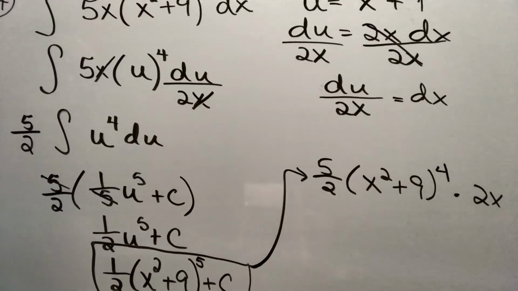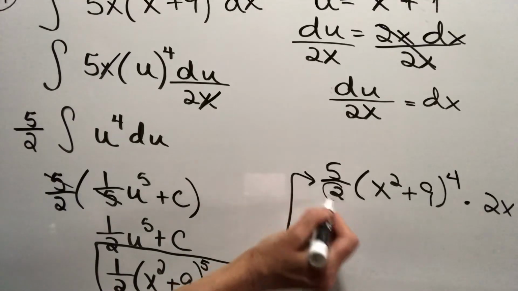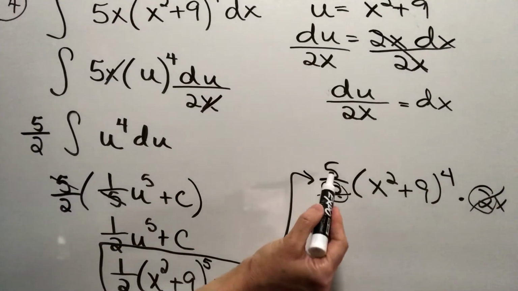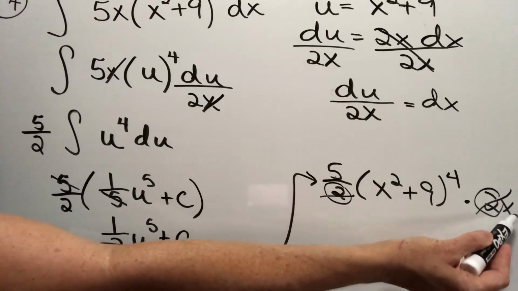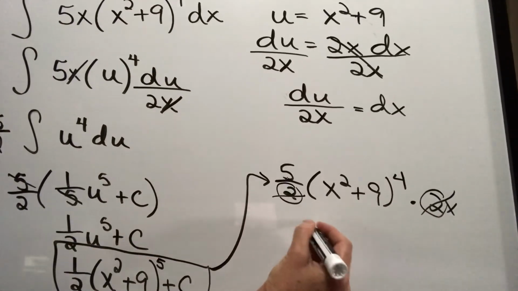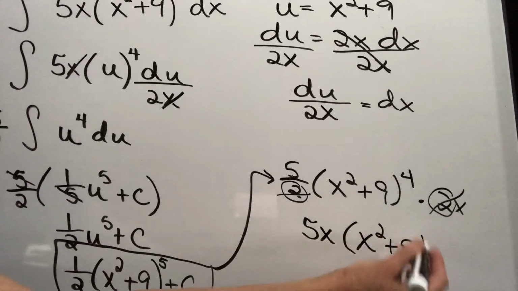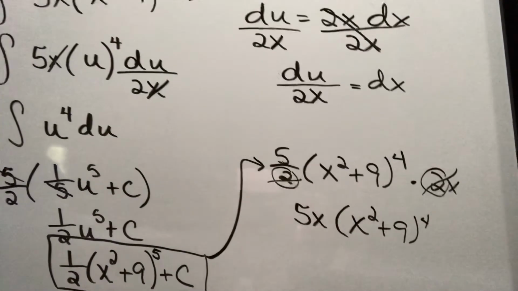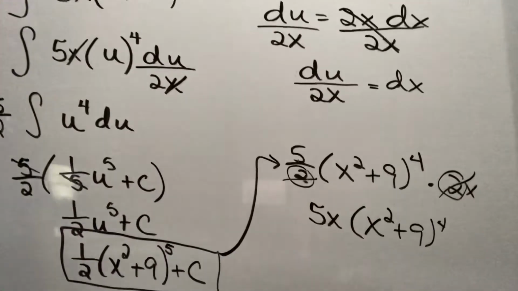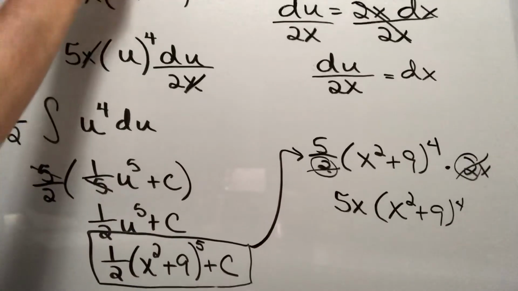Okay, so it's almost what it should be, but not quite. So now the 2 here and the 2 here will cancel, so that would be gone. And this 5 and that x at the very end can go together, so that would be 5x. And then you still have x squared plus 9 to the 4th power. So notice that this does match the original problem. So that was checking our work by doing the derivative.